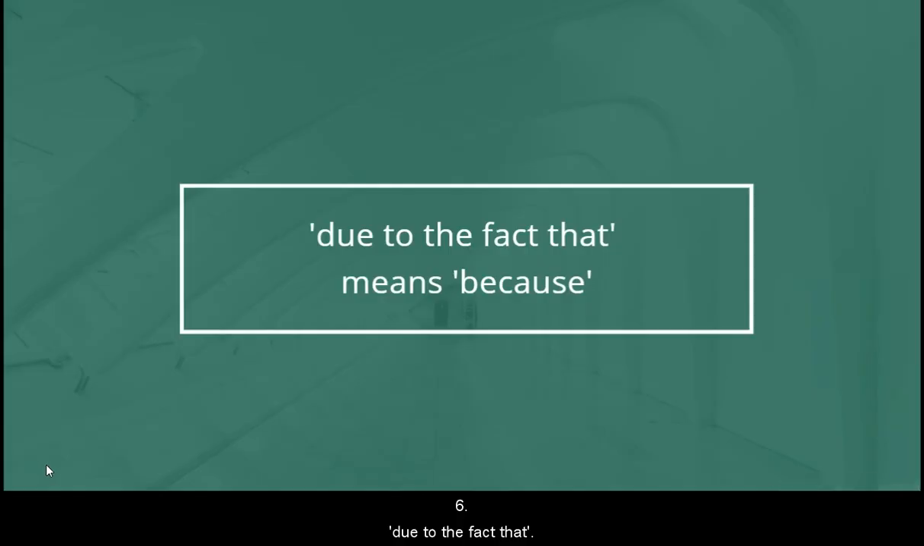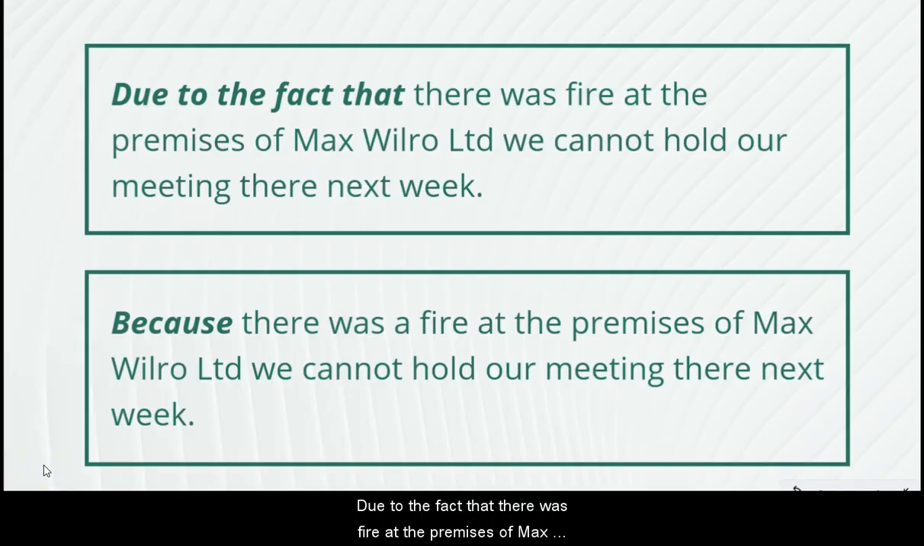Number 6. Due to the fact that. This means because. Let's look at an example. Due to the fact that there was fire at the premises of Max Wilrow Limited, we cannot hold our meeting there next week. You can replace the phrase with because. There was fire at the premises of Max Wilrow Limited. We cannot hold our meeting there next week. And the meaning remains unchanged. Easy, right?